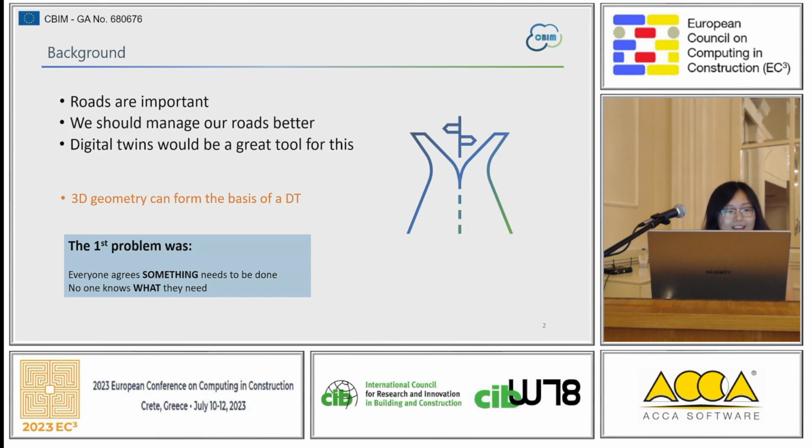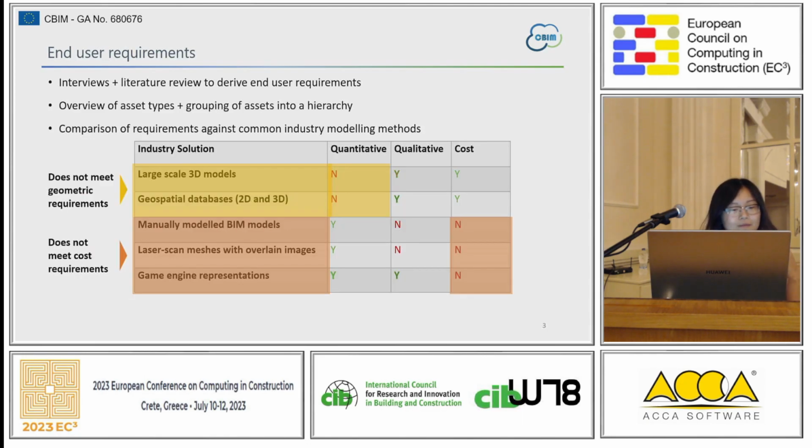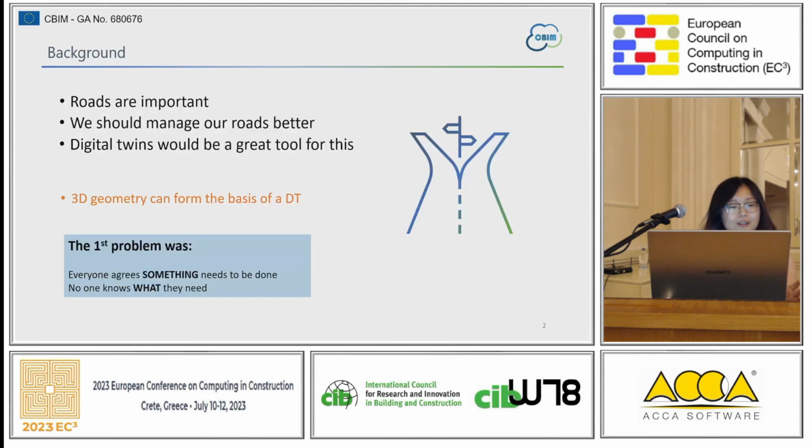But I can make an argument that, because there are a lot of different types of digital twins, 3D geometry can very much be a basis for a digital twin because it allows intuitive interaction with the model. And if you're going to train a lot of people to use something, it better be intuitive.